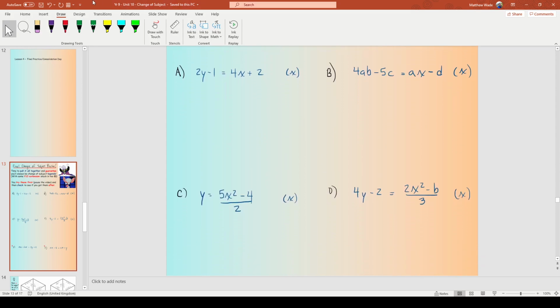First question, buddies, is this one here. It says 2y take away 1 equals 4x plus 2. We want the subject to be x. Same deal here, subject to be x, but with way more letters. Here's what you should do. Pause, try A and B, go.